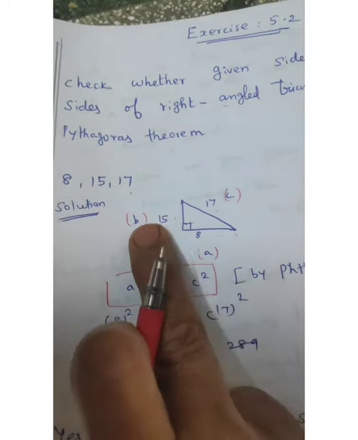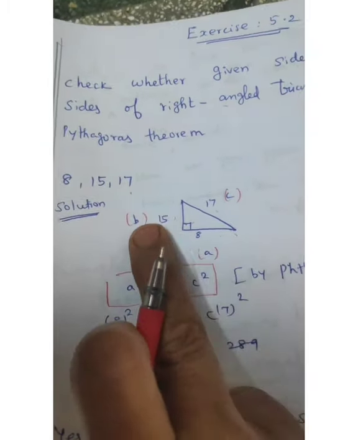A value is equal to 8, B value is equal to 15, C value is equal to 17. Substitute these three values in this formula. Start with the bracket and write 8 whole squared plus 15 whole squared is equal to 17 squared. 8 whole squared: 8 eights are 64. 15 fifteens are 225. 17 into 17 is 289. You add the numbers: 289. The right side is also 289, so both are equal. So the given numbers satisfy the Pythagoras theorem.